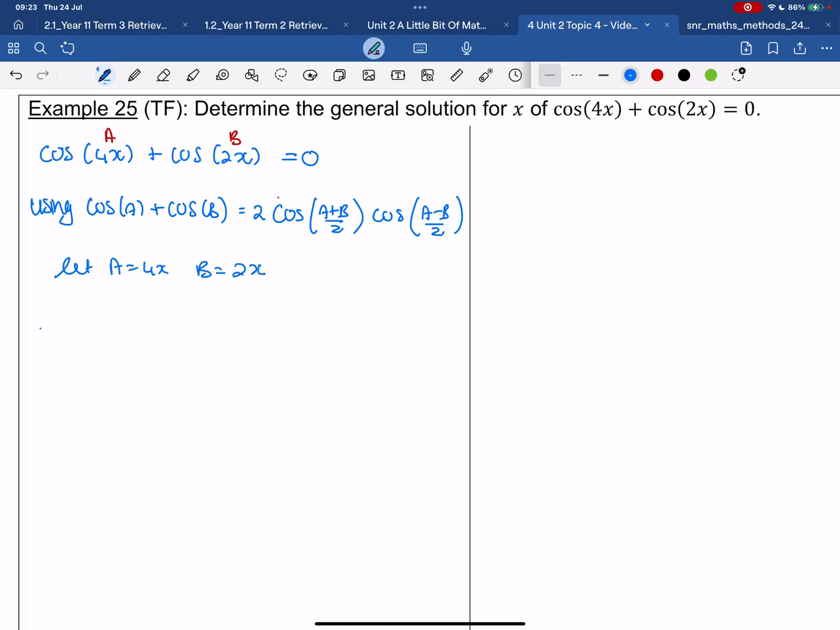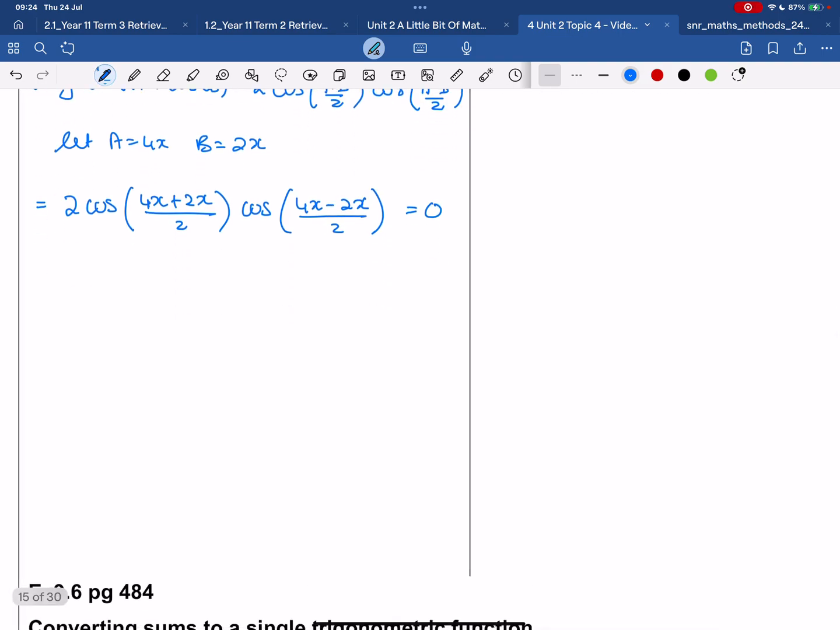So then what I've got is 2 cos of (4x plus 2x) over 2 times cos of (4x minus 2x) over 2 must equal 0. And that gives me 2 cos of 6x over 2, which is 3x, cos of 2x over 2, which is just x, equals 0. Now hopefully you can see this is a null factor law. I'm multiplying this by this term.